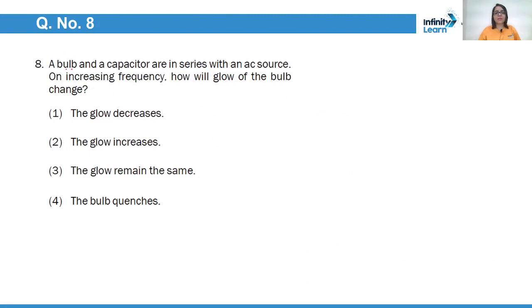Question number 8. A bulb and a capacitor are in series with an AC source. On increasing frequency, how will glow of the bulb change? So XC is 1 upon 2 pi FC. On increasing frequency, XC decreases, and because of that, current in the circuit will increase, and because of that, glow of the bulb will increase. So correct answer is option 2.